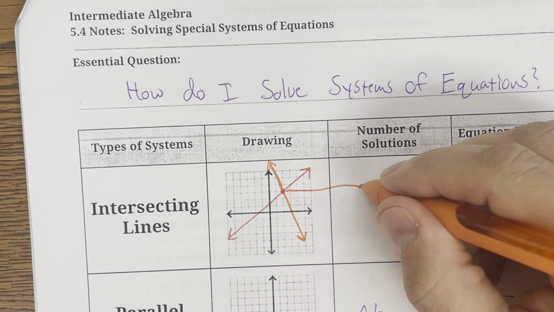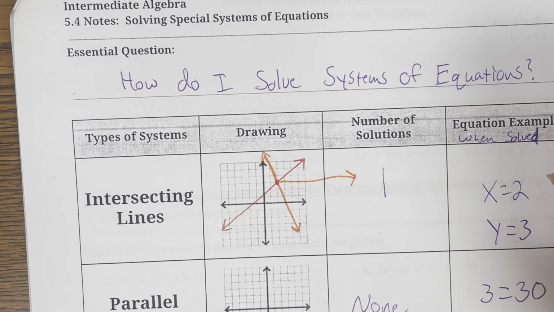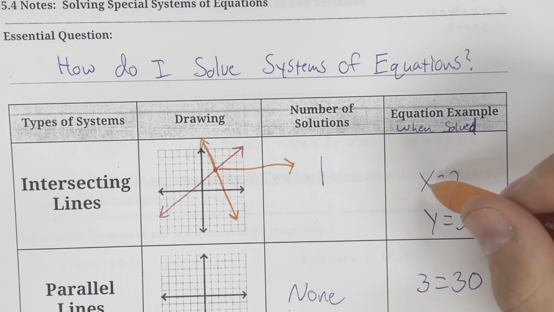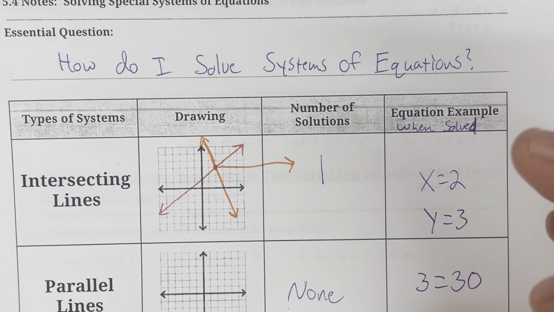Okay, there's only one way that both of these are going to be true if they intersect. When I'm solving these, I'm going to end up with some values such as x equals 2 and y equals 3. I can actually solve it, no funny business.